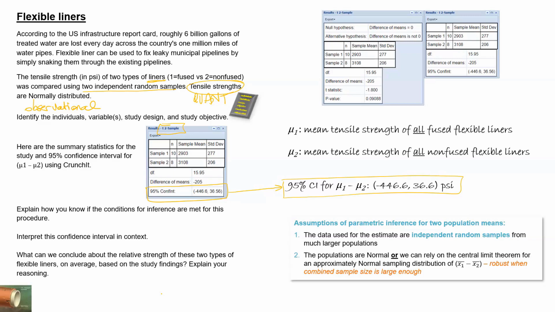In terms of the conditions for inference, again, we need two independent random samples for the two-sample T interval, and we do have that. We are told we have two independent random samples, and then we need either normal data or large enough combined sample size. So the combined sample size is not particularly high at just 18. However, we are told that tensile strengths are normally distributed. So yeah, the conditions for inference are met.